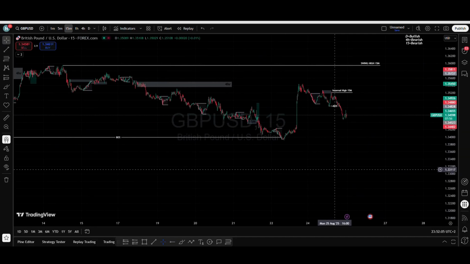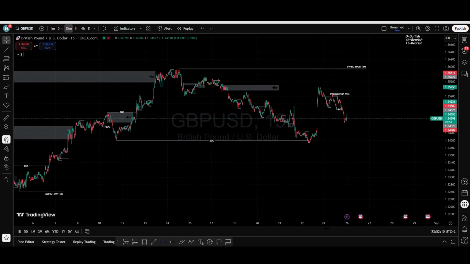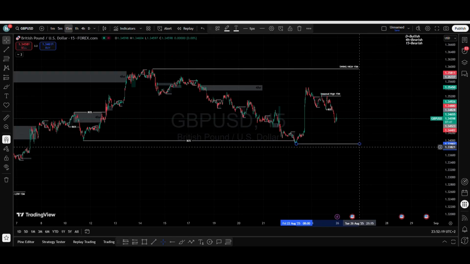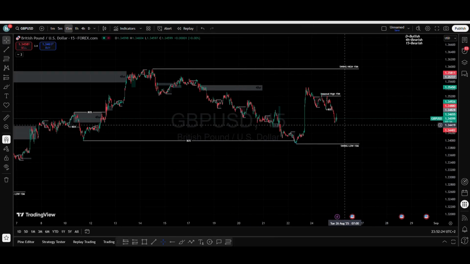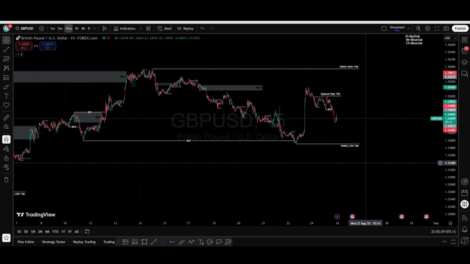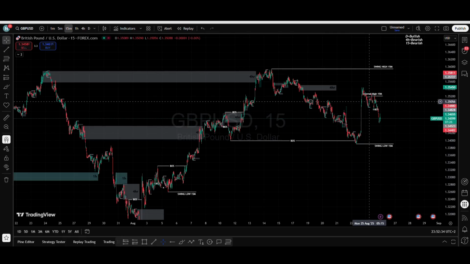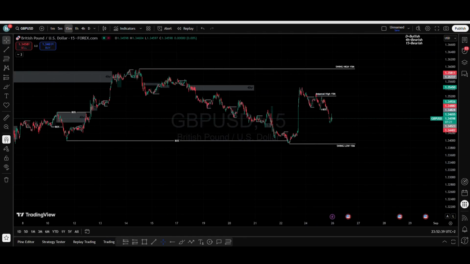And so for more confirmation, we'd obviously wait for this new swing low here to break. We'll wait for this 15-minute swing low to break, and then it would be confirmation for the swing run continuing on the 4 hour.